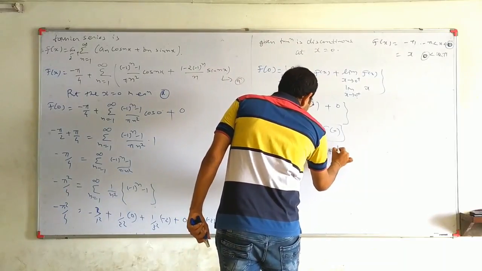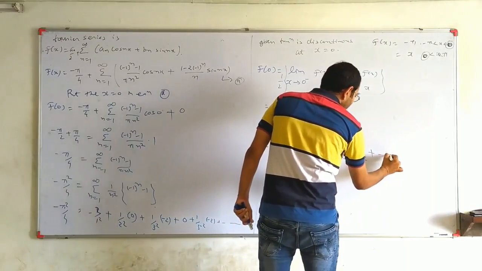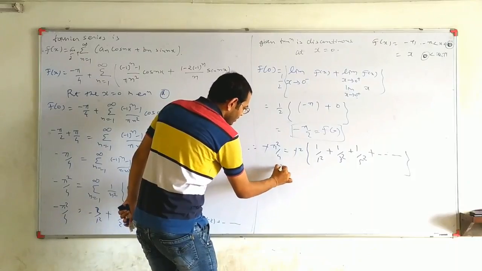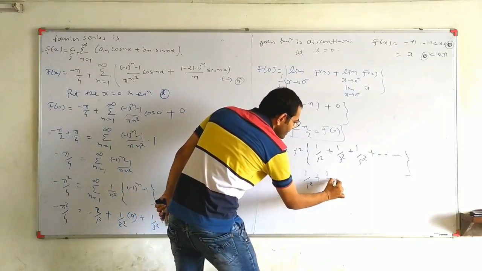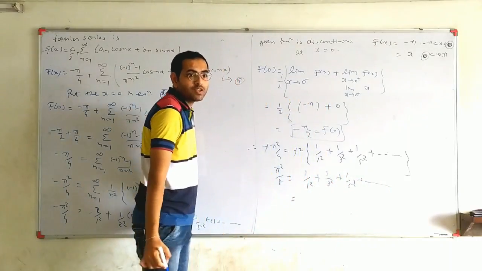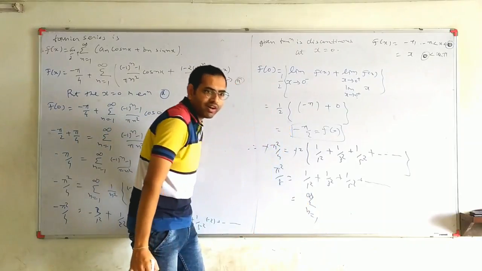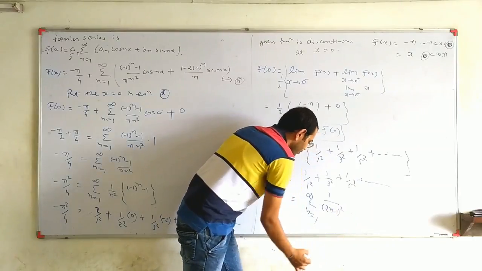In this series, minus pi square by 4, here minus 2 is common, then 1 upon 1 square plus 1 upon 3 square plus 1 upon 5 square, and so on. Minus cancels, this comes inside. Then pi square by 8 equals 1 upon 1 square, 1 upon 3 square, 1 upon 5 square, and so on. In generalized form, we can say that it is summation n equal to 1 to infinity 1 upon 2n minus 1 whole square.